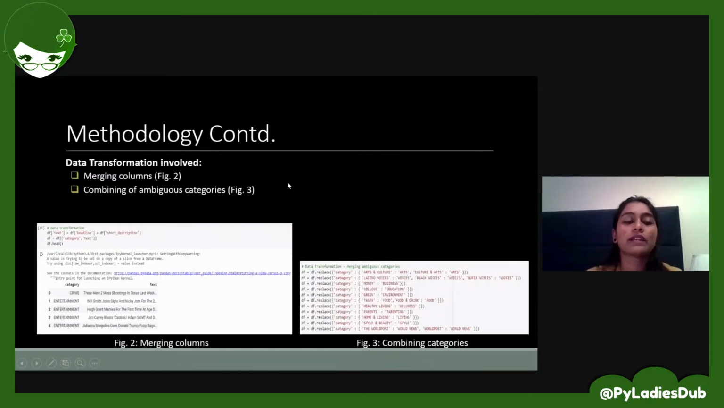Then the methodology in data transformation, which is the other step of KDD. The following steps I have performed in my program: for example, merging the columns and combining ambiguous categories. By this, I mean the various columns which have a similar meaning, I merged into one so that it will not create complexity for the machine. And I combined the ambiguous categories in the same way for category as well. This I will show in my GitHub repository for better understanding.